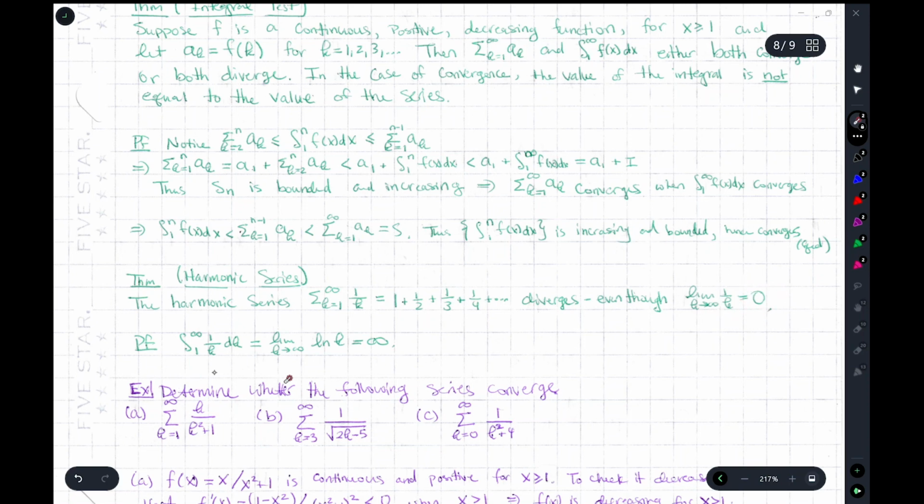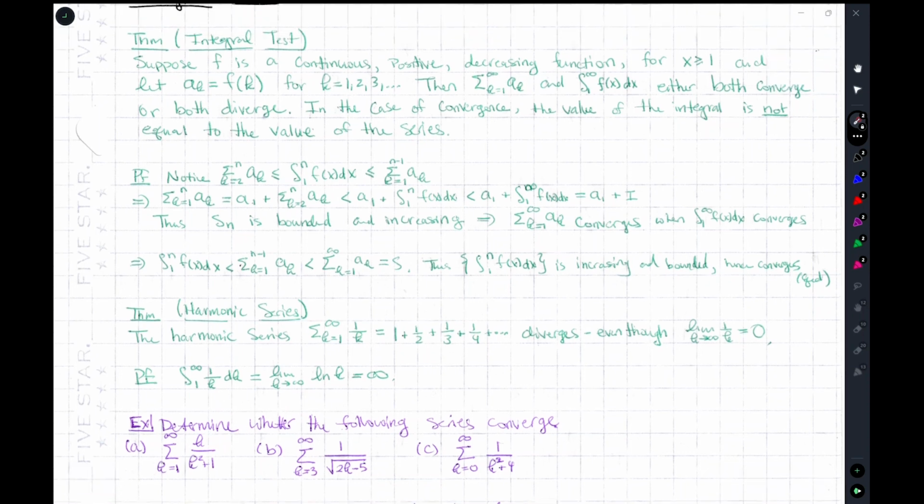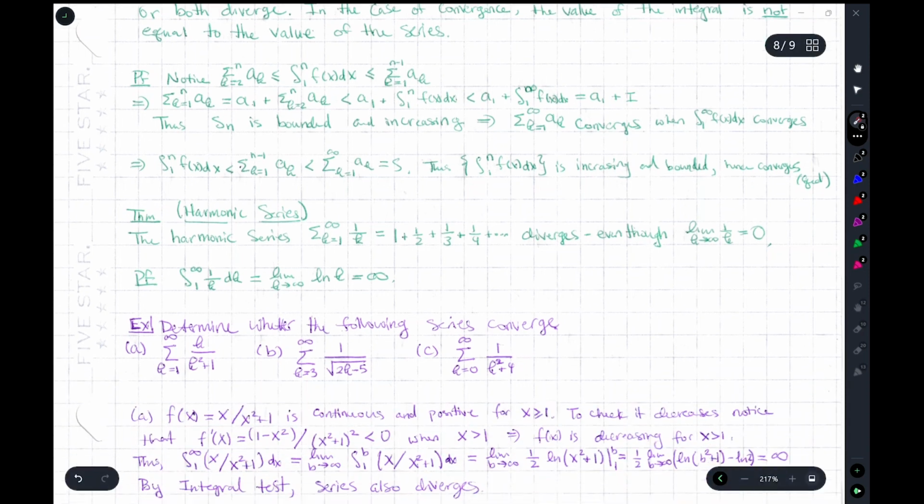Well, take a look at the integral. This could be expressed with the function 1 over x. We just call it 1 over k. 1 over x or 1 over k is decreasing, it's positive, and it's continuous. And so we have fulfilled all of the hypotheses in the integral test. Okay, the hypotheses are the assumptions. And so integrating from 1 to infinity is infinity, and so the integral diverges, and so must the series, okay?